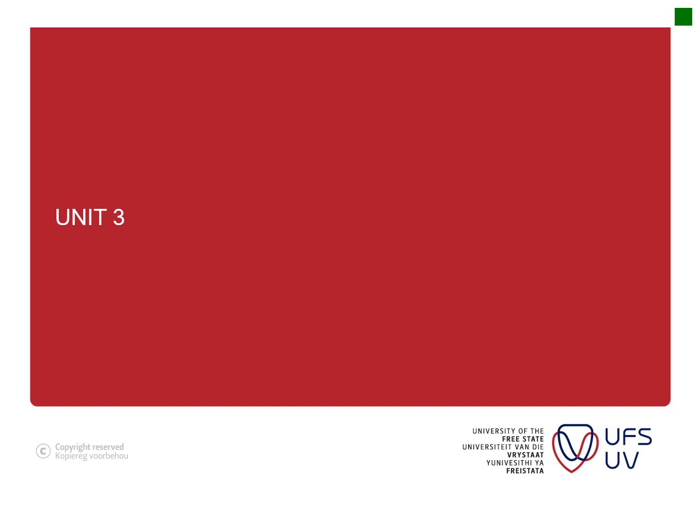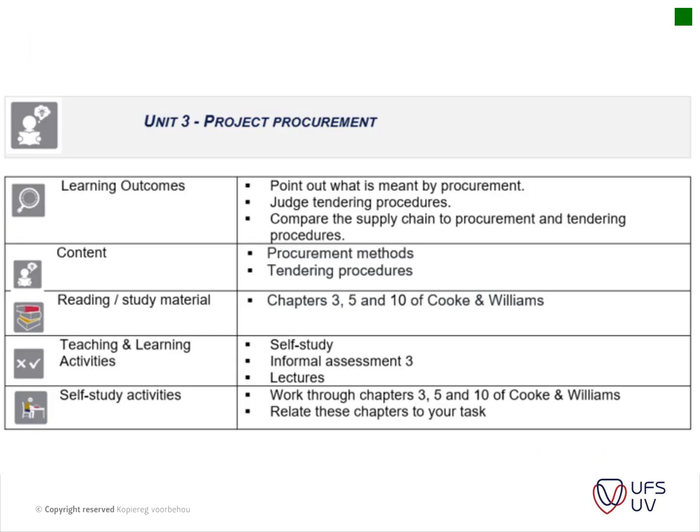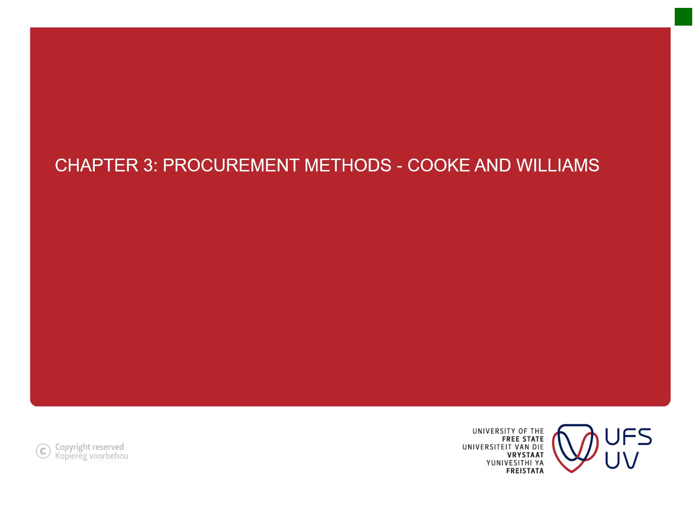We're looking at Unit 3, so Lecture 4 will be on Unit 3, everything. So we're going to specifically look in this recording at Chapter 3 of Cook and Williams. So we're going to proceed with that, and it's all to do with procurement methods. So we're going to look at the different procurement methods.